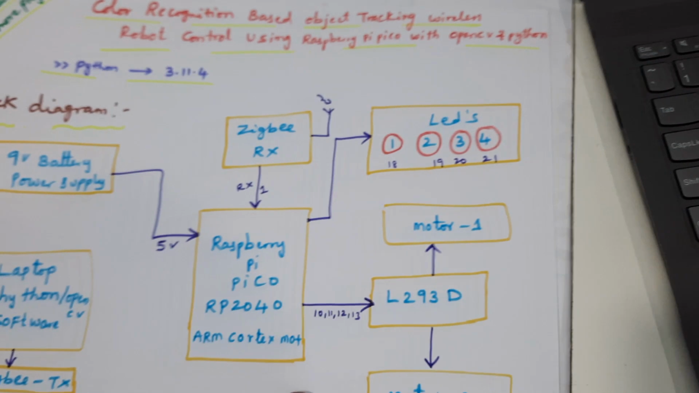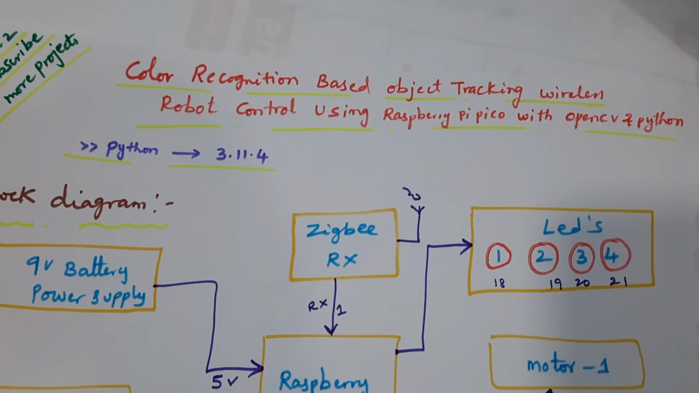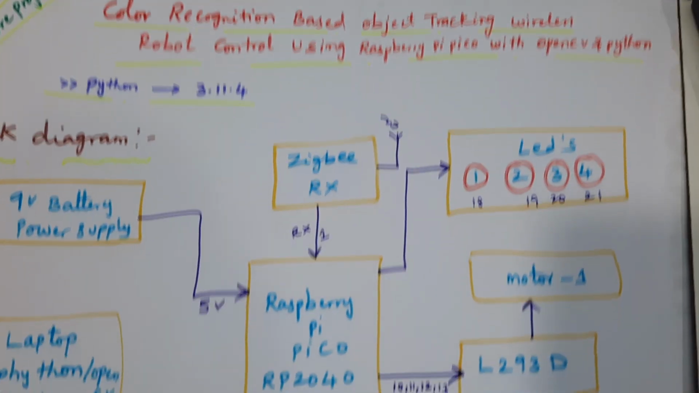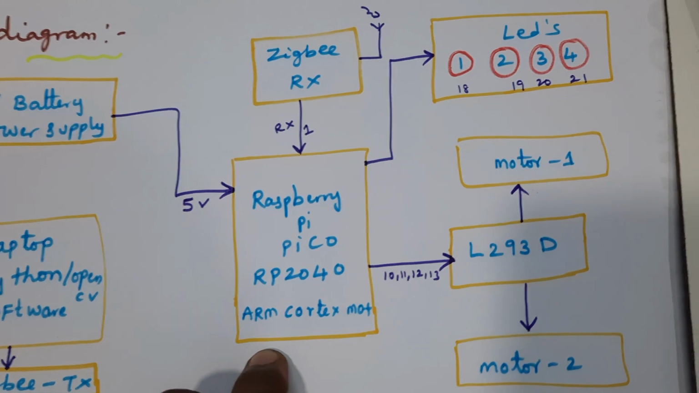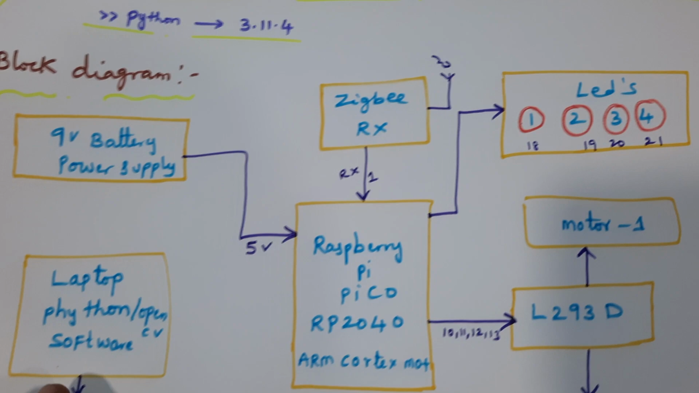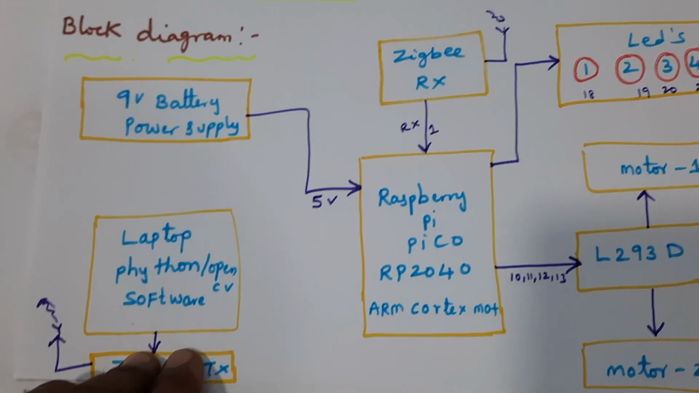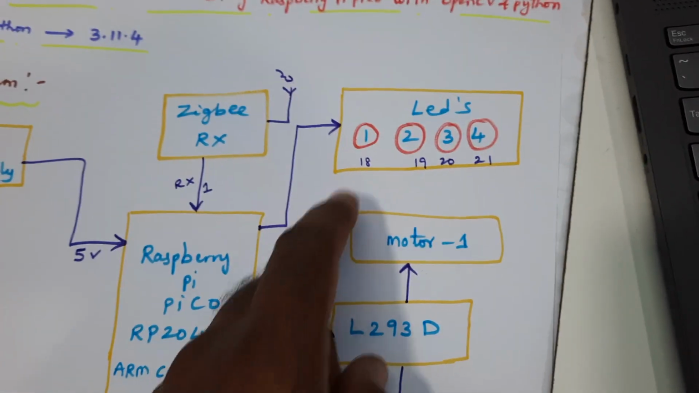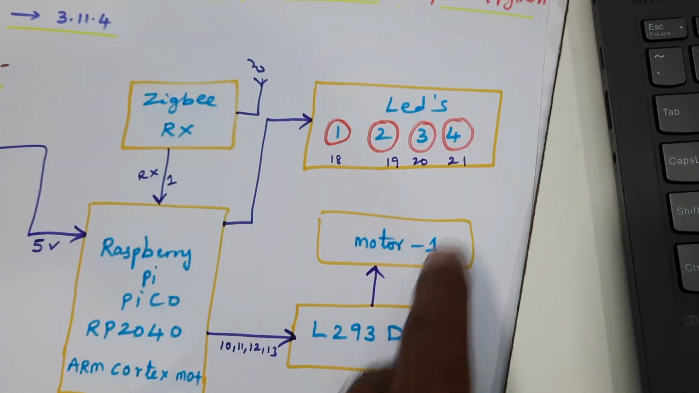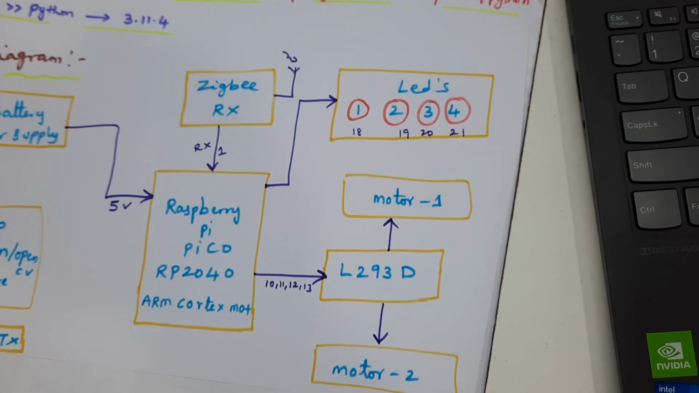So this is my block diagram: Color recognition based object tracking wireless robot control using Raspberry Pi Pico. Here we are using the Raspberry Pi Pico board, ARM Cortex M0+. The Zigbee module, receiver and transmitter, is connected with the laptop running Python OpenCV software with the Zigbee transmitter, and there are LEDs: front LED, back LED, left LED, right LED. Then the L293D driver IC, and motor 1, motor 2.